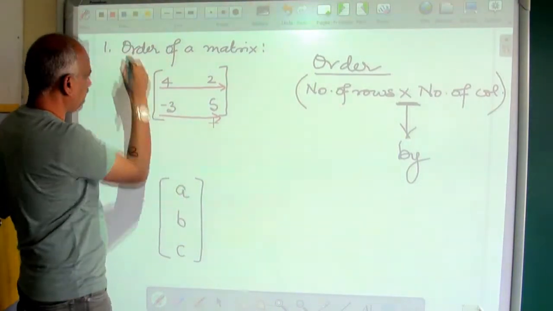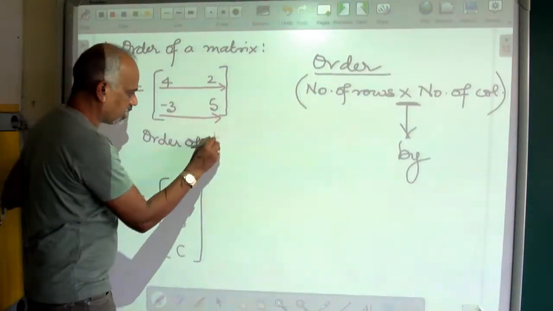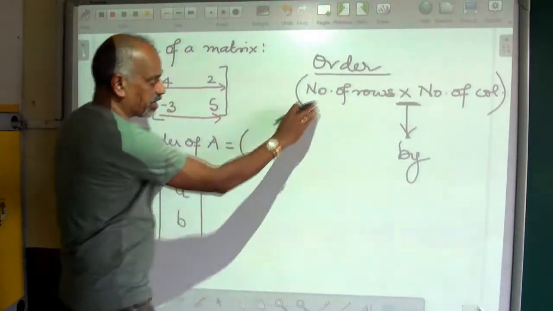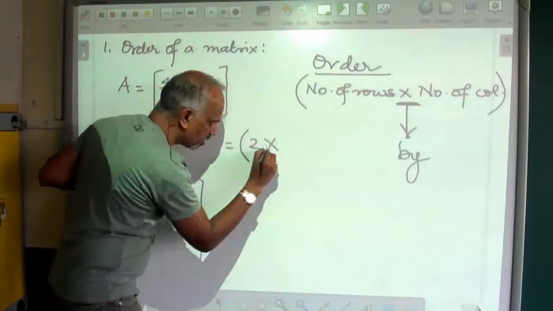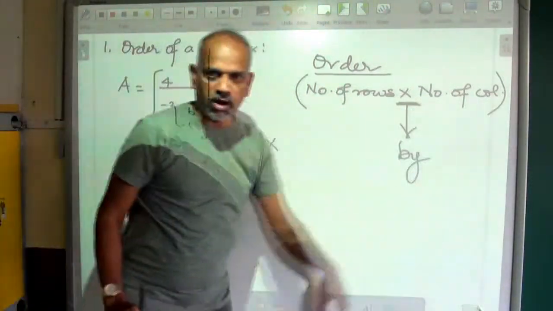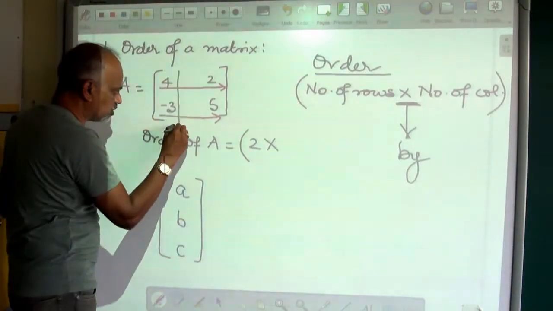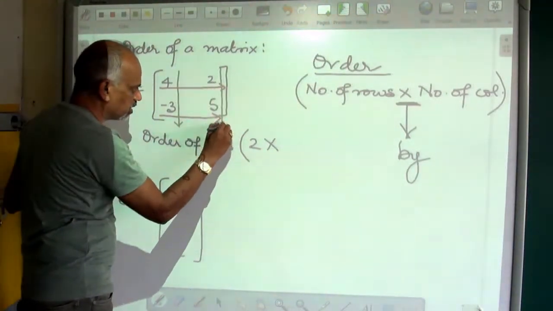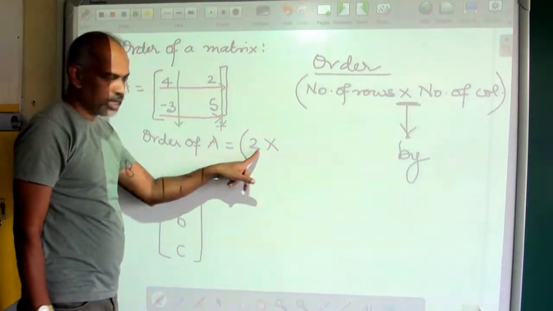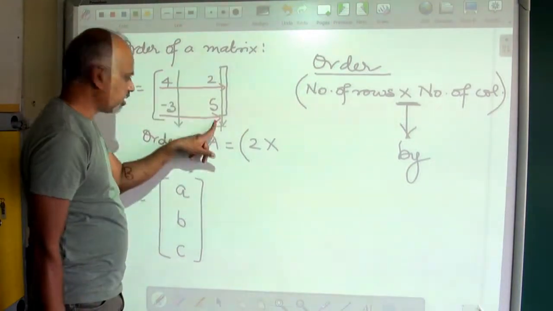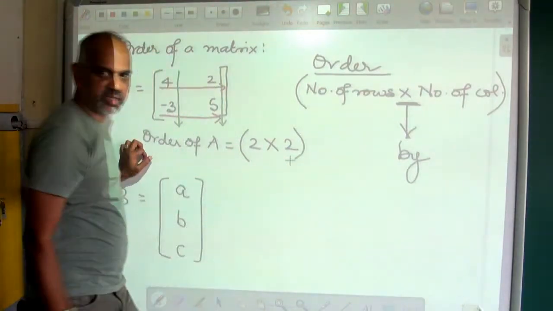So order of matrix A, order of A is, first you have to write number of rows. So there are 2 rows, it has 2 rows by. Next you have to write number of columns. So you have to see how many columns this has. So let's see the columns. That is your first column, that is your second column. So it has 2 rows, by how many columns are there? That is 2. So it is a 2 by 2 matrix.